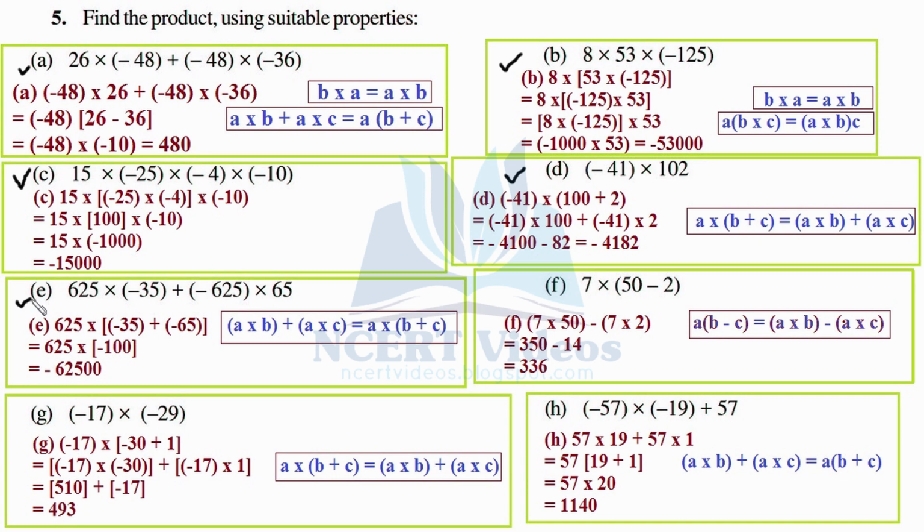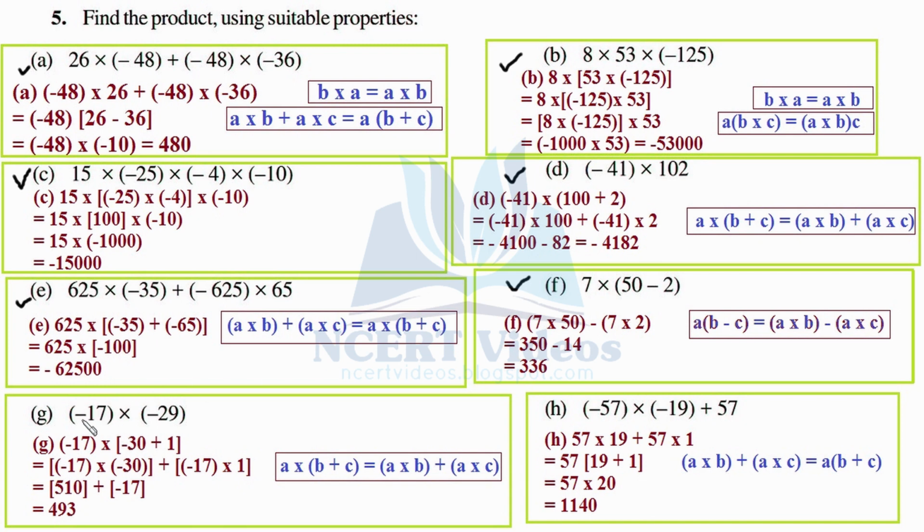F part. Here we don't make it 48, we write 50 minus 2, because otherwise it would complicate our calculation. That is the whole purpose of these exercises. Now using the distributive property over multiplication, that is a into (b minus c) equals a into b, then subtracting a into c. Therefore 7 5s are 35, fixing 0 to it, minus 7 2s are 14, and subtracting it, the answer is 336.